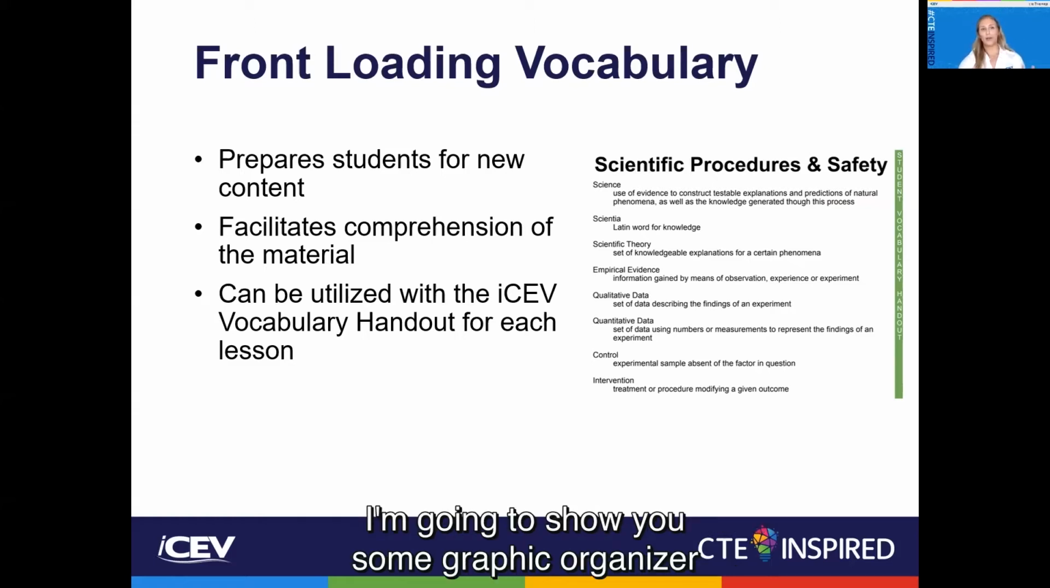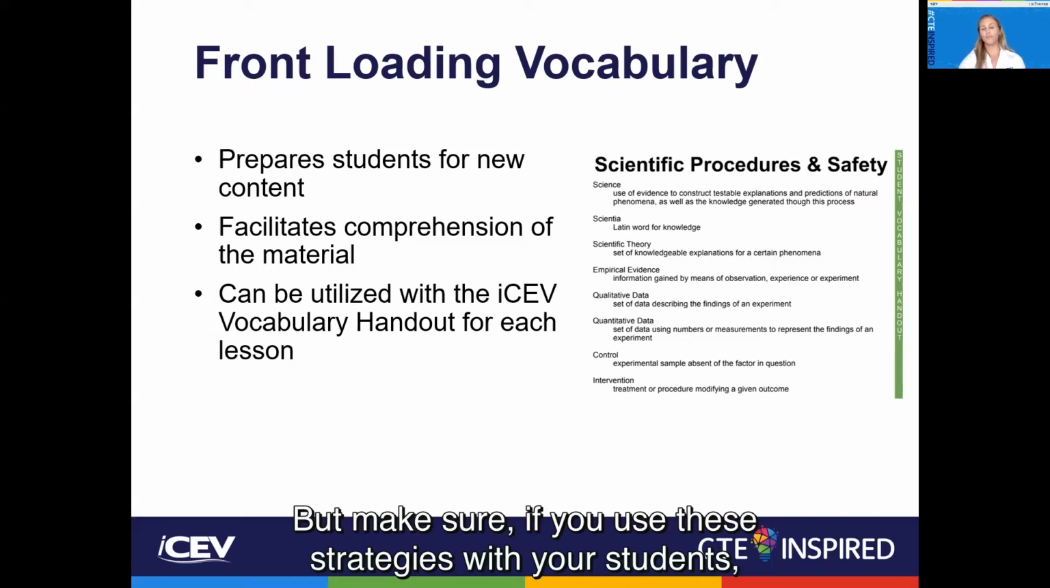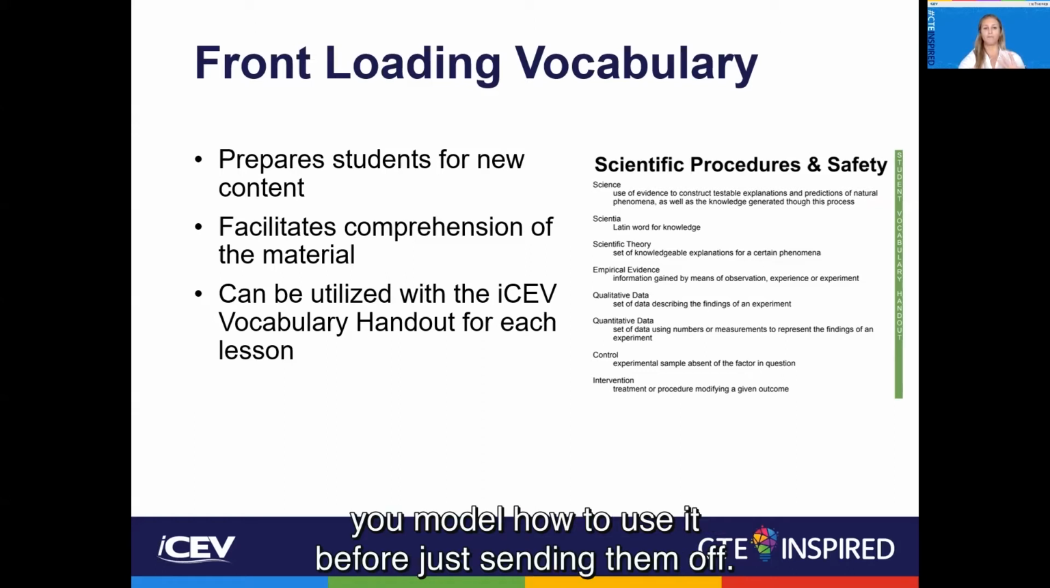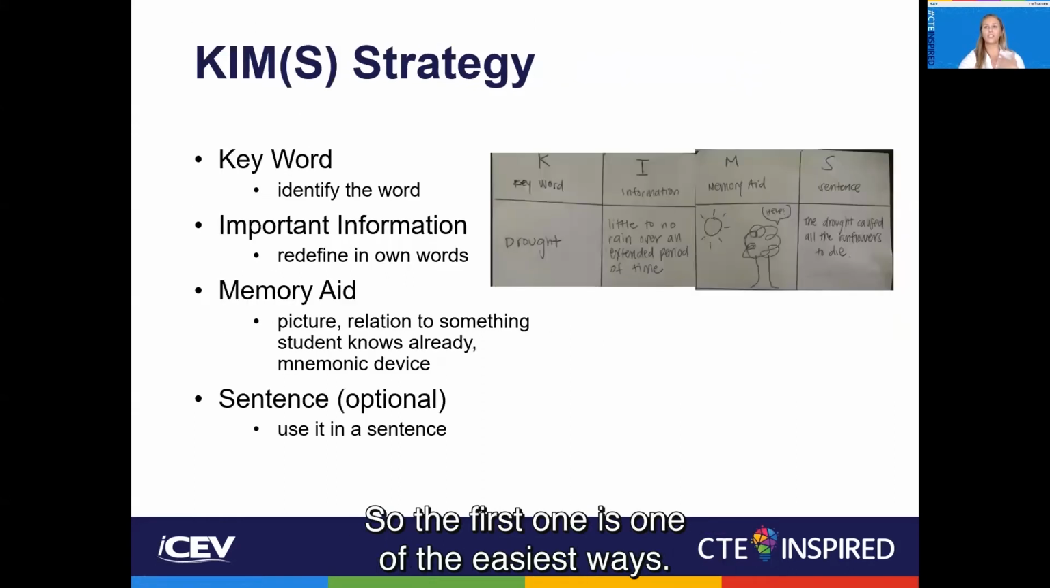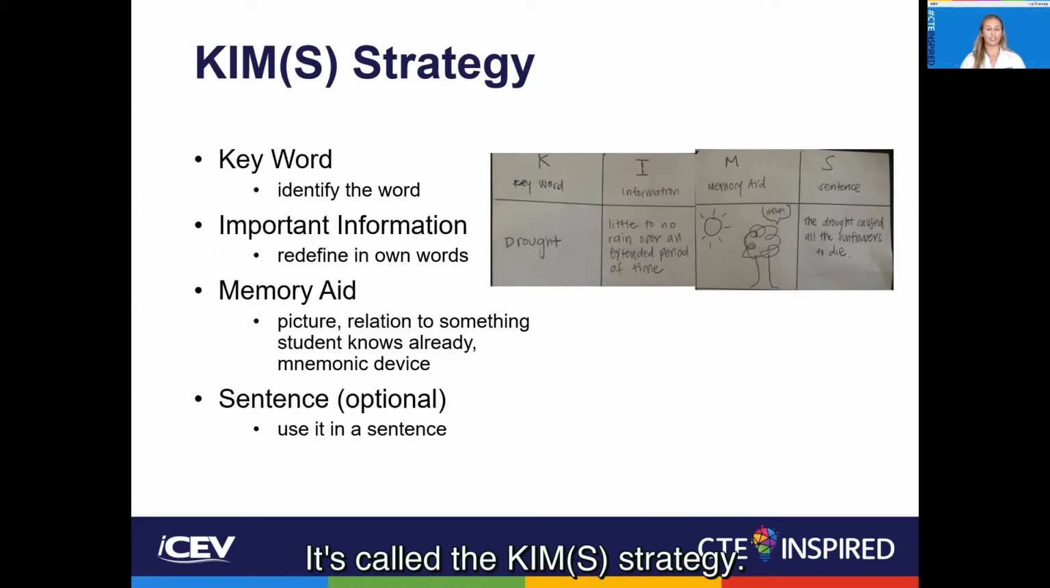I'm going to show you some graphic organizer strategies and then some other strategies of just using vocab. But make sure if you use these strategies with your students, you model how to use it before just sending them off. So the first one is one of the easiest ways. It's a form of a graphic organizer. It's called the KIMS strategy. It's very low prep. You don't need to do much, but it still yields some great results.